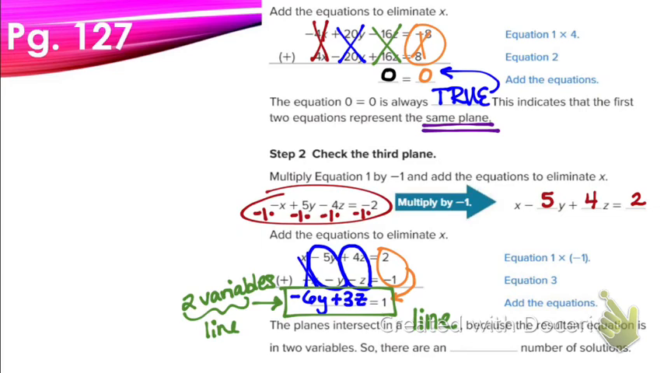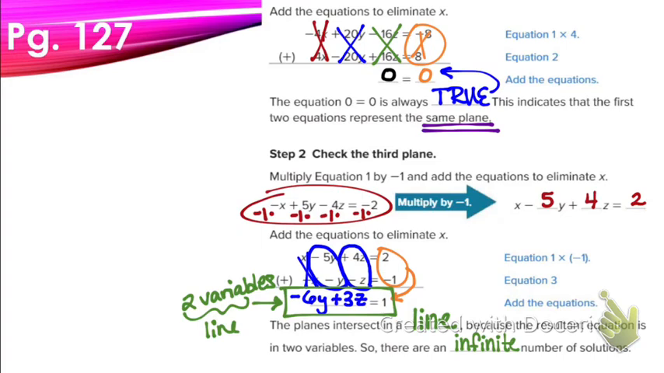So if I want to know where these three planes are intersecting each other and we say they're intersecting in a line, how many points would satisfy? An infinite number. There's an infinite number of solutions, so we would say infinitely many. Right.